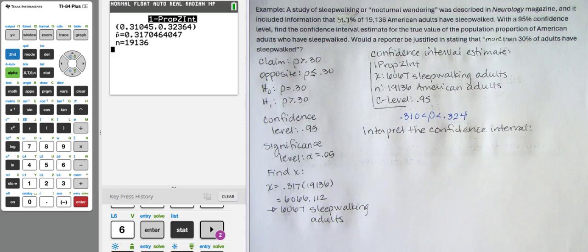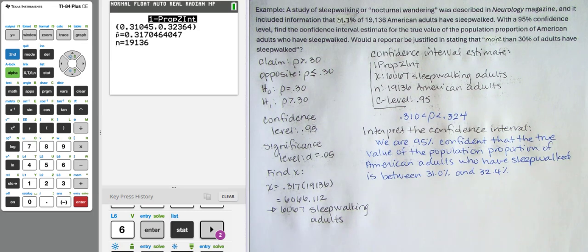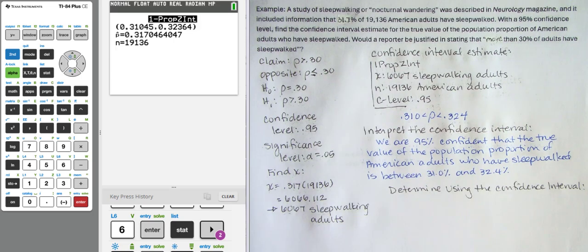We can now interpret the confidence interval. So we are 95% confident that the true value of the population proportion of American adults who have sleepwalked is between 31.0 and 32.4%. We can now make a determination about our claim using this confidence interval. Our claim is referencing the 30%.